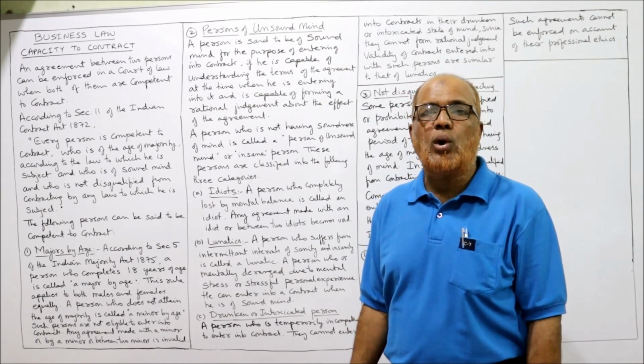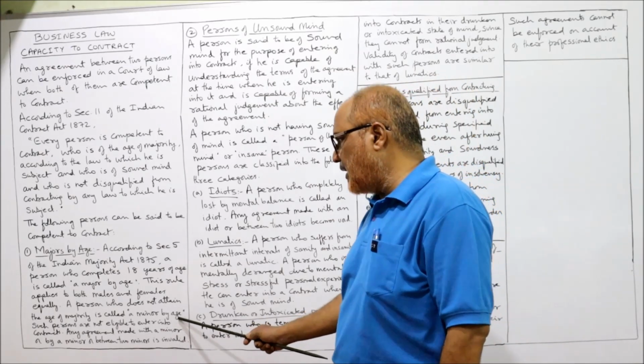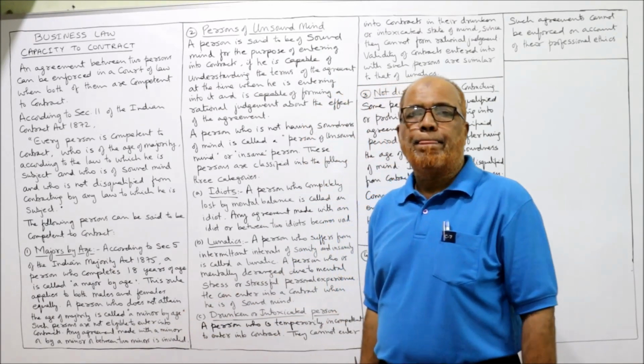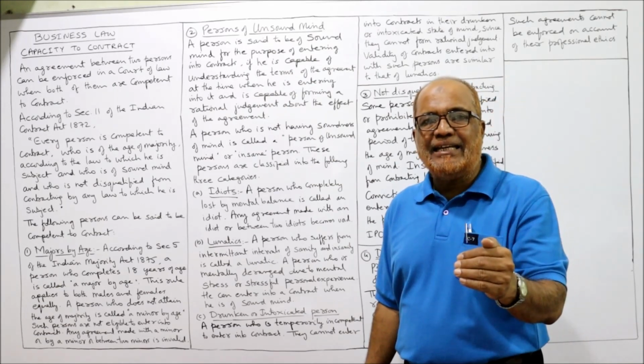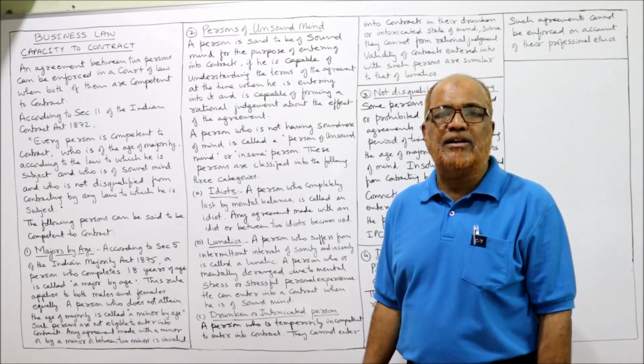The person is called a minor by age. Such persons are not eligible to enter into contract. Restriction is given: a person who is below 18 years of age cannot enter into an agreement, cannot enter into a contract.